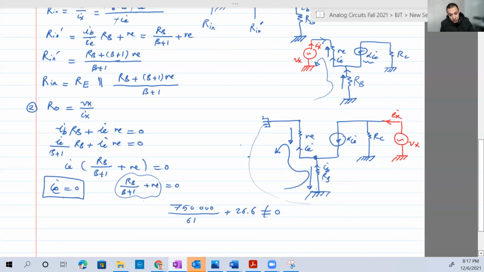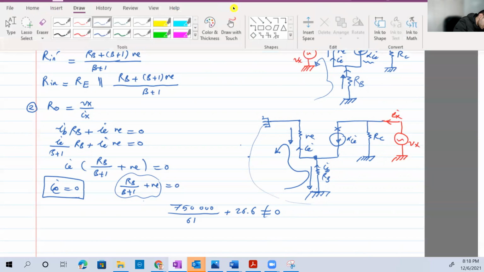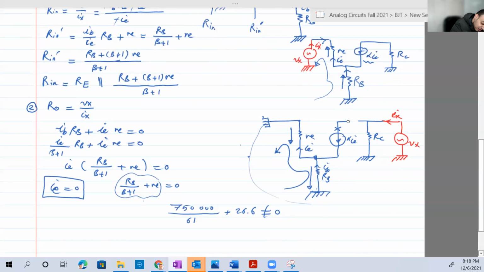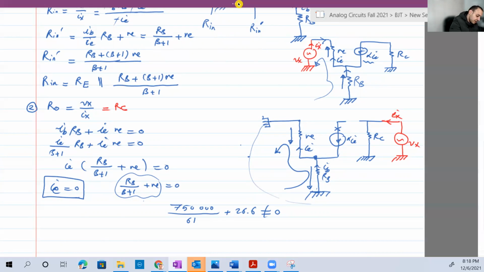The only option we have here is that IE small is equal to 0. And if IE small is equal to 0, then this current source is an open circuit. A current source producing 0 current means it's open circuit. So we can just put an open here like this. Now Vx over Ix is equal to RC. So the output resistance here is RC. Good.